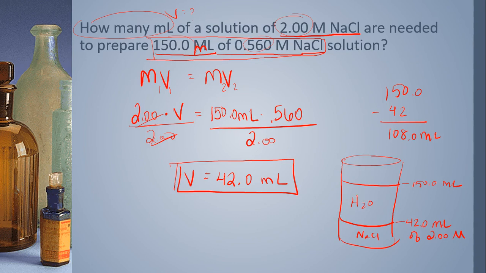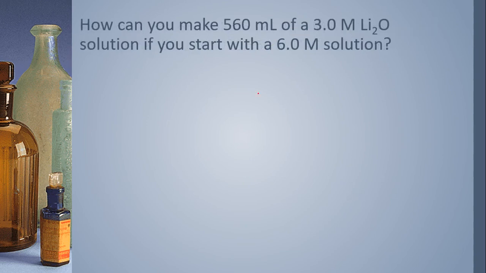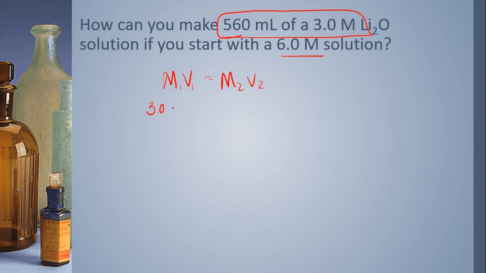Let's look at our second example of dilution problems. This one says, how can you make 560 mils of a 3 molar solution? So these two things are going together if you start with a 6 molar solution. So this is kind of a question that's more along the lines of what I was just explaining to you. So we have M1V1 equals M2V2. Well, let's put two things together. We've got 3 molar times 560 milliliters equals 6 molar times some volume. If you divide both sides by 6, you'll end up with 280.